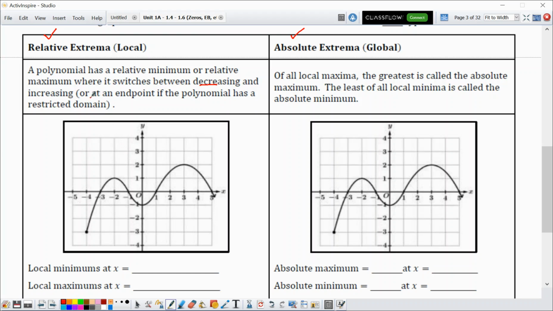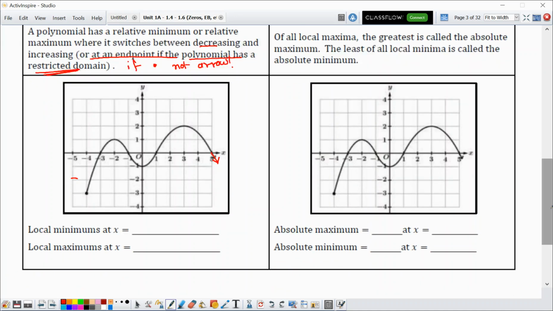And the most important point is here: at the endpoint, if it has a restricted domain, which means if there is a dot here, not an arrow. Look at this example. There is an arrow here, in case you did not notice that. So what's the restricted domain? There is nothing here, so the restricted domain is -4 and onwards.